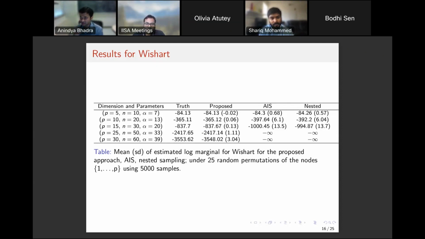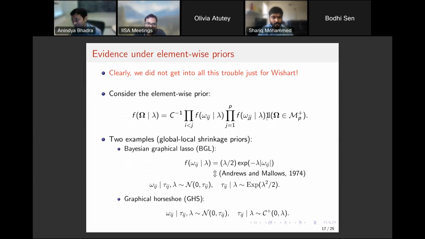But what was unclear was how to do Chib's method for Gaussian graphical model under this positive definite restriction, which we have resolved. But so far just Wishart, right? So clearly, Wishart is our simulation case. If the truth is known, obviously why would we need to do this? So clearly we did not get into all this trouble just for Wishart. So let's see, what are the other types of prior we can handle? All right, so consider this type of prior now. It's just an element-wise prior. So I have some prior on the off-diagonal terms, omega ij, and some prior on the diagonal terms, times this indicator that the entire omega lies in M P plus, okay?